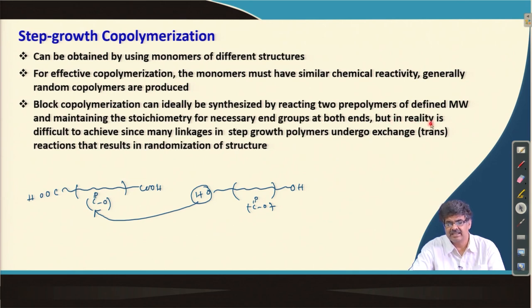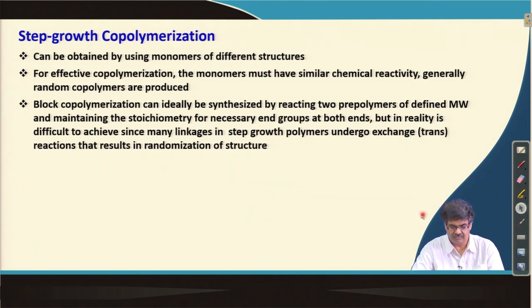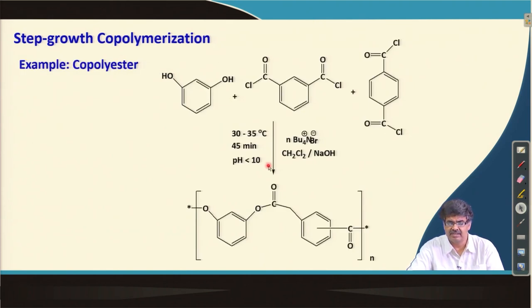But in reality, as I explained, it is difficult to achieve this block copolymer because many linkages in step growth polymers undergo exchange reaction or transreaction, which results in randomization of structures. So we'll move to the more important chain copolymerization. Before that, some examples of step growth copolymerization.